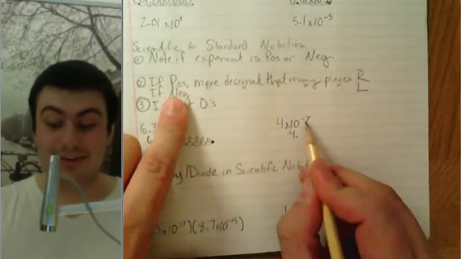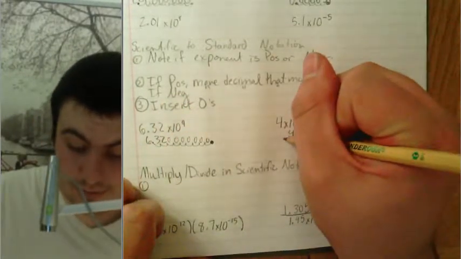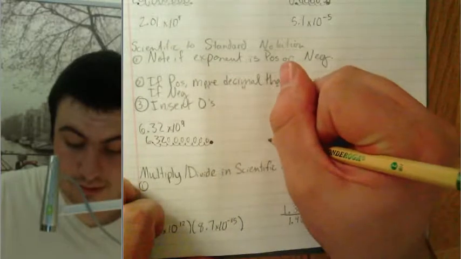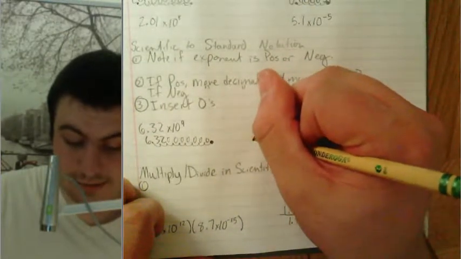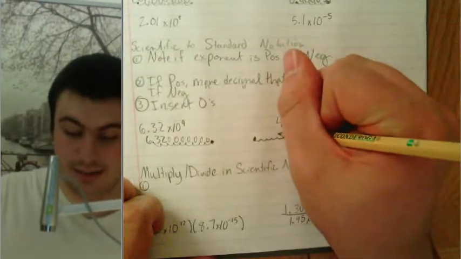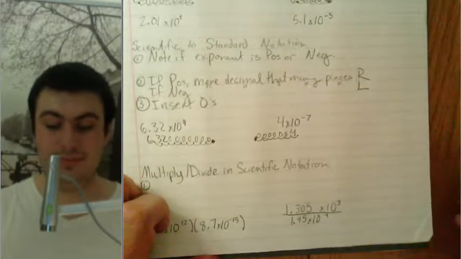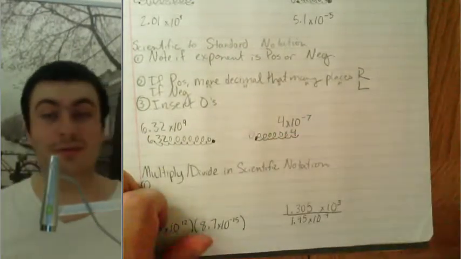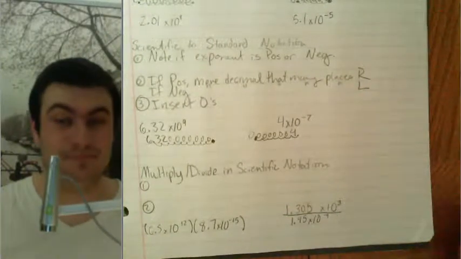Since it's negative, we're going to go 7 places to the left. So we're going to go 1, 2, 3, 4, 5, 6, 7. We put our decimal place right there and we insert the zeros that we need. We can put a courtesy 1 before the decimal if we want, and now we're back in standard notation.